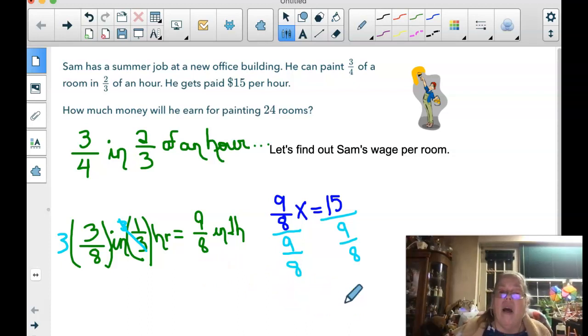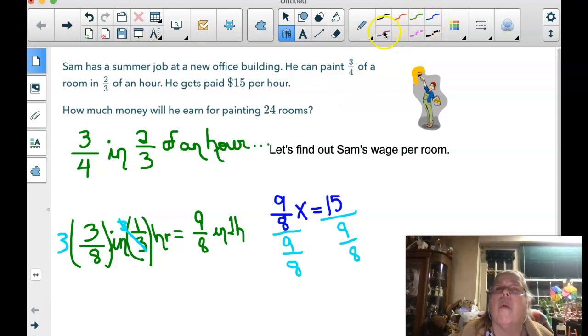So now he gets $15 an hour. So he can do 9/8 of a room for $15. I want to figure out what one room is. One whole room, not 9/8 of a room. There's a little more. So I'm going to divide both sides by the number in front of the X. Okay? You still with me? I hope you're still with me.